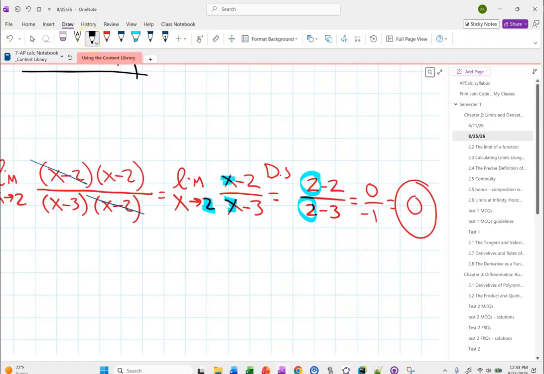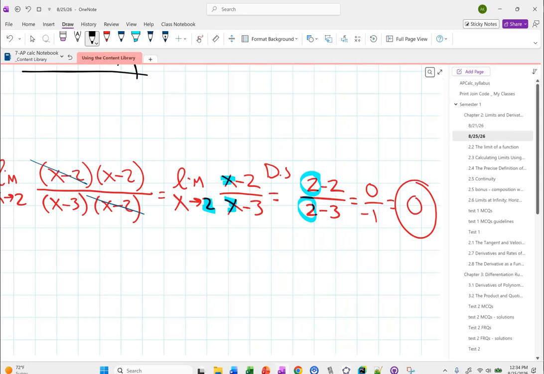Is there a side it's approaching? Nope, because we're looking at the overall limit. Since this overall limit is 0, it tells you the left-hand limit should be 0, and the right-hand limit too. That's how the definition goes. You can read it backwards as well as forwards. Okay, let's do another.